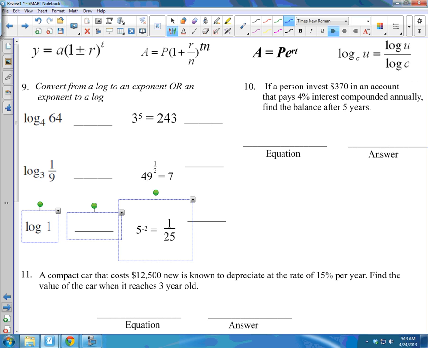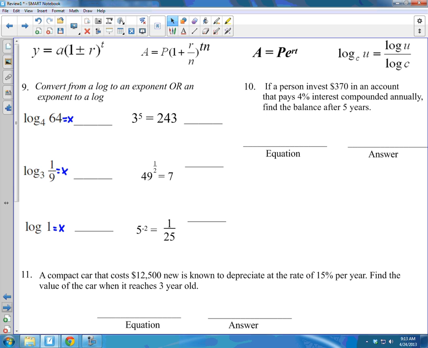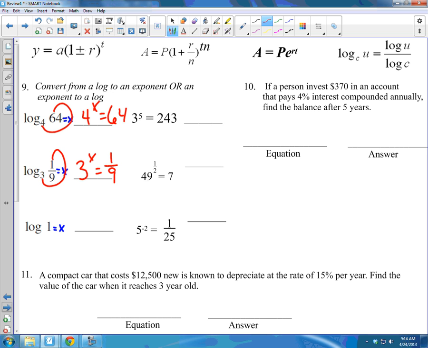All right, the back. On number 9, we are solving. So one thing that might help is on the left side to have something to solve with is to put it as an x. And you always start with the base. So on this one, it goes 4 to the x power equals 64. Or 3 to the x power equals 1/9. Or 10, because that's the base that's not there, 10 to the x power equals 1.